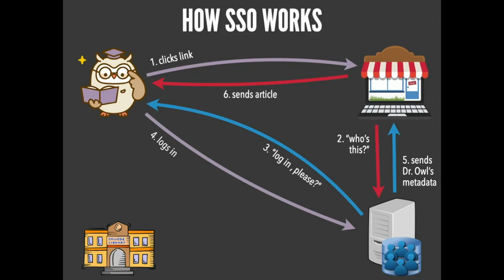Here's a simplified sketch of how single sign-on works in our user story. Dr. Owl clicks on an ordinary unproxied link to an article. The content vendor figures out that the clicker is from campus, so it asks campus IT who the clicker is. Campus IT has Dr. Owl log in as before, then sends metadata about Dr. Owl to the content vendor, who decides that Dr. Owl is legit and sends them the article they want.